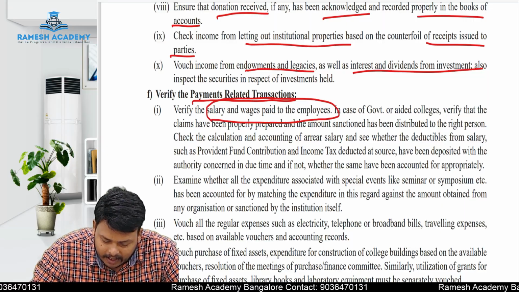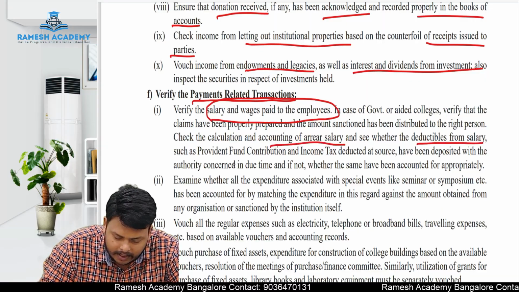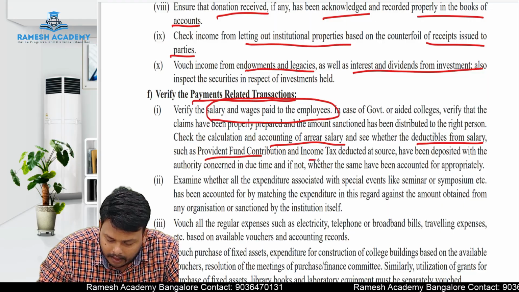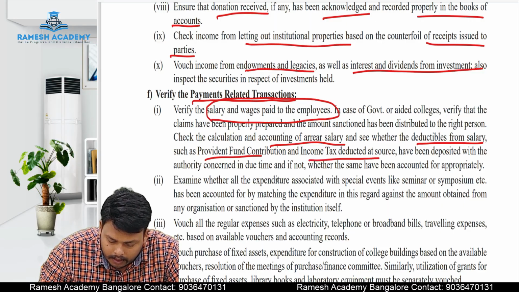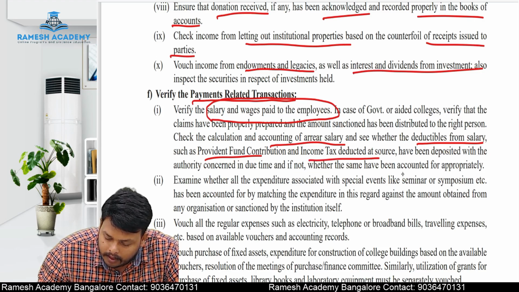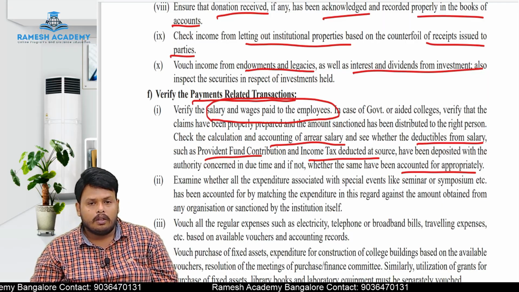Check the calculation and accounting of arrear salary. See whether deductibles from the salary such as provident fund, income tax, and TDS have been deposited with the authority concerned in due time. If not, whether the same have been accounted for appropriately. Now the auditor has to verify.